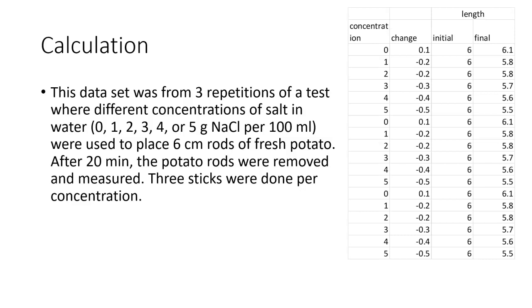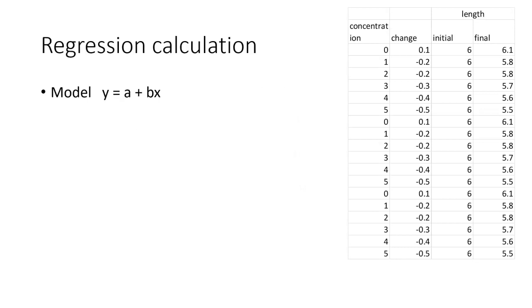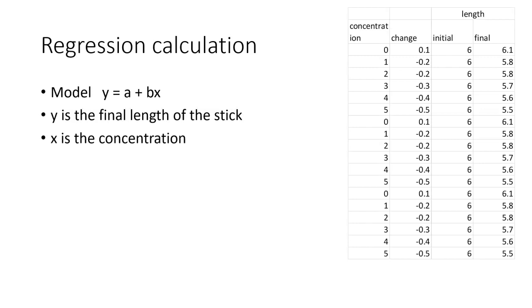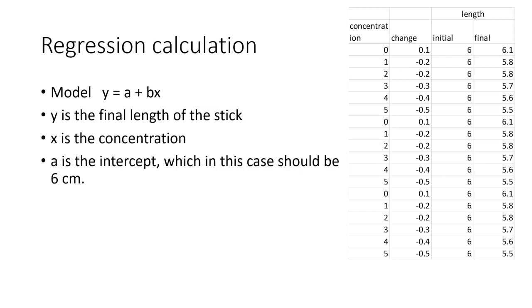We have the concentration of salt that was used, the X values. We've got the length we measured, the Y values. We've got how much it was at the beginning. We've got how much it was after. We can calculate the amount of change of the initial length relative to the salt concentration. The regression model comes down to y equals a plus bx. Y is the final length of the stick. X is the concentration of salt used. A is the intercept, which in this case should be 6 centimeters because that's where we started out.